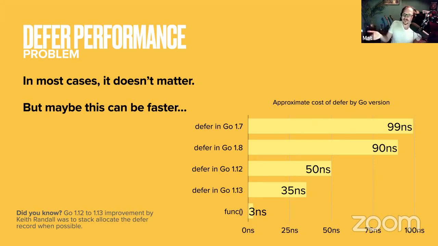This is the approximate cost of defers over time. In Go 1.7, you're talking 99 nanoseconds. You know, still not insane. It's not too slow, but check out the progress that's been made. Until we get to Go 1.13, where we're down to 35 nanoseconds for a defer to happen. Now, bear in mind, a normal natural function call is about 3 nanoseconds. So, you know, yeah, fine. This is why people said, therefore, don't use it. But in practice, that isn't really something you should necessarily worry about. But don't worry, though. What we're going to do now is see if we can optimize defer.